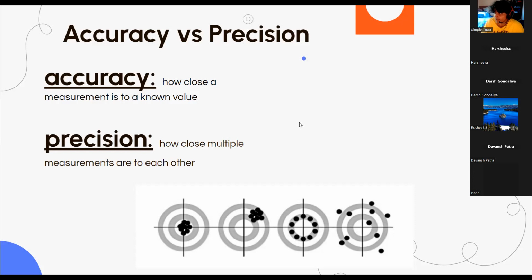And as you said, in the fourth example, they're not accurate or precise because they are not near the center and they are not near each other at all. They're really spaced out throughout each quadrant. But overall, that's the main idea. Precision is how close measurements are to each other, while accuracy is how close measurements are to a known or correct value.